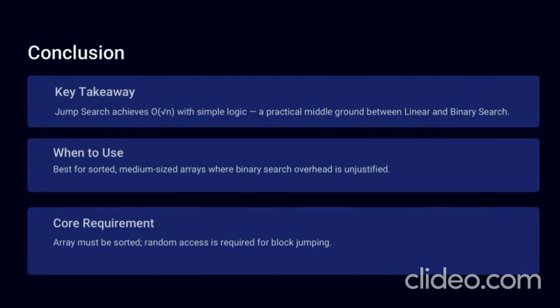To conclude, jump search is an efficient searching algorithm for sorted arrays. It works by combining block jumping and linear searching. Its time complexity is order of √n, making it faster than linear search while remaining simple to implement. The algorithm requires a sorted array and random access to elements.